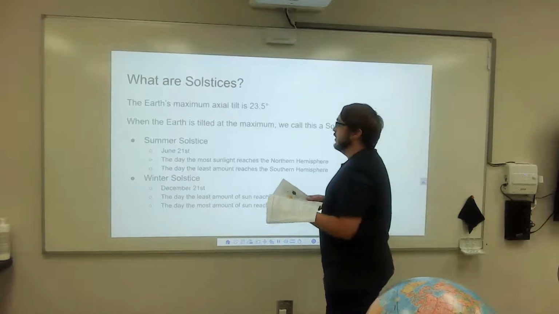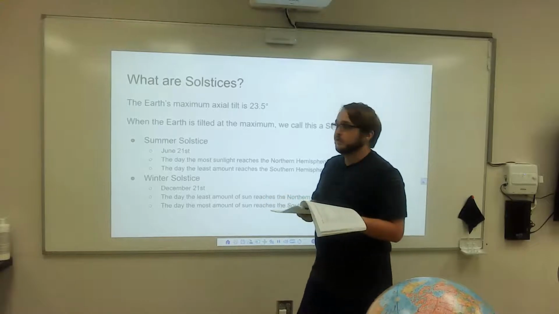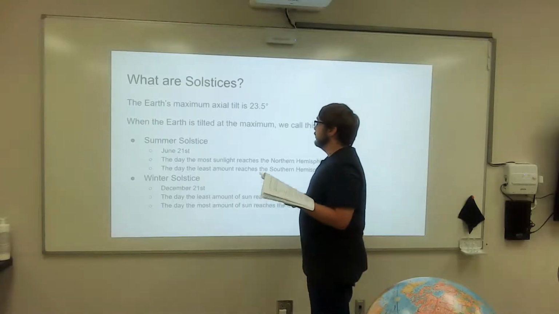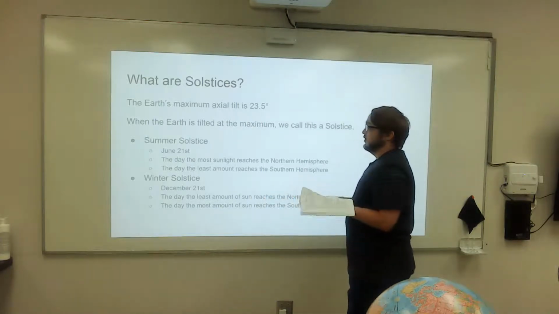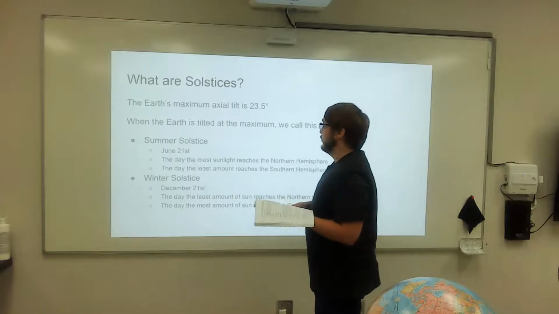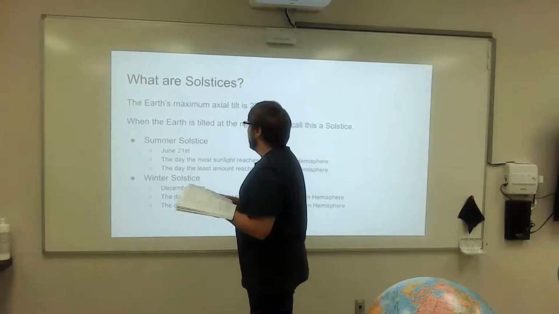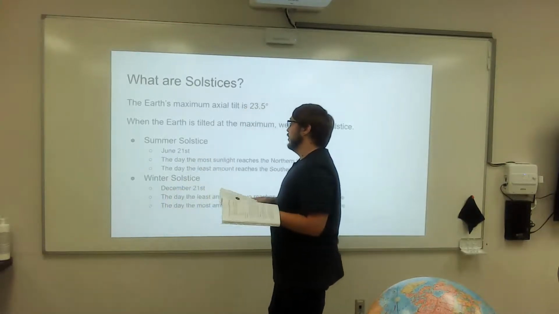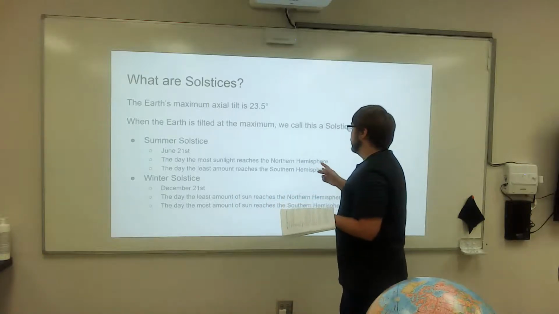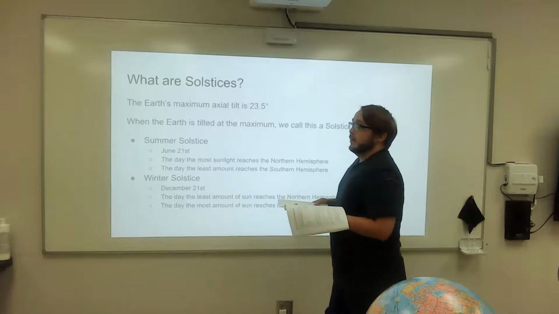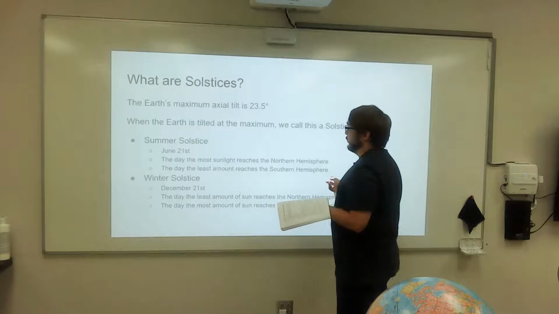All right, so as we learned from Lab 4, the Earth's maximum axial tilt is 23.5 degrees. What it is called when the Earth's tilted at its maximum is a solstice. And we have two different types of solstices. The first one is the summer solstice. It is on June 21st, and that is the day the most sunlight reaches the northern hemisphere. And inversely, that is the day the least amount of sunlight reaches the southern hemisphere.